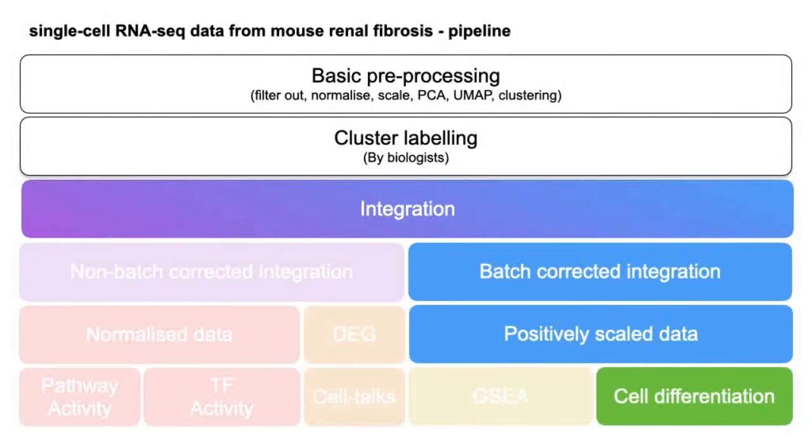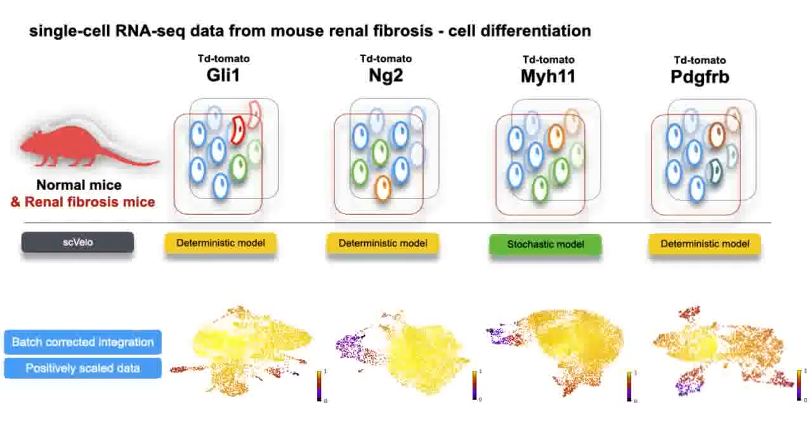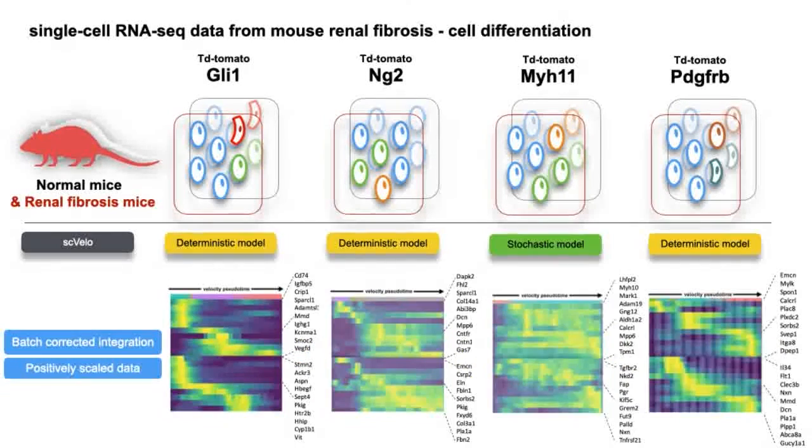Lastly, I studied the cell differentiation. For the 4 different integrated data sets, I used scVelo to infer the pseudotime. I found the biologically matched models. 3 of them were the deterministic model, and the last one was the stochastic model. Based on the pseudotime, I got the top 20 validated genes of the cell of interest.